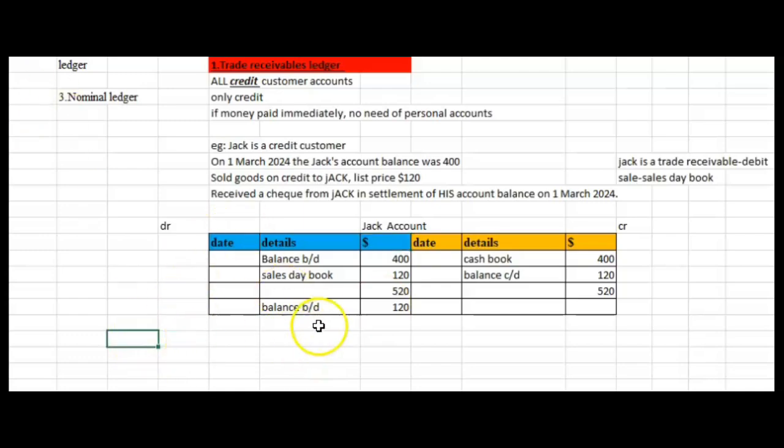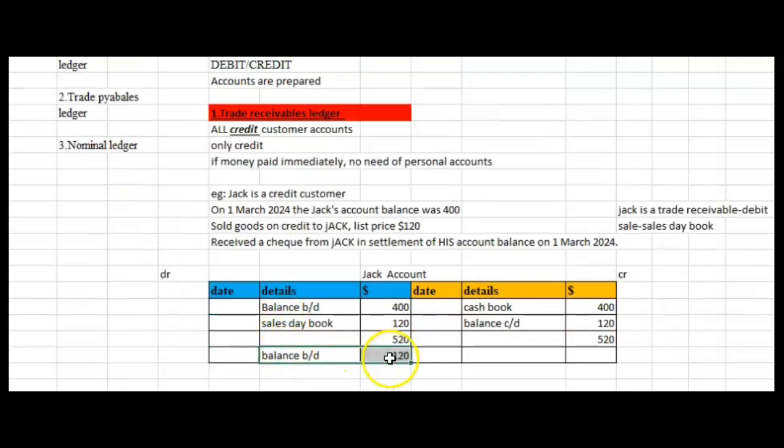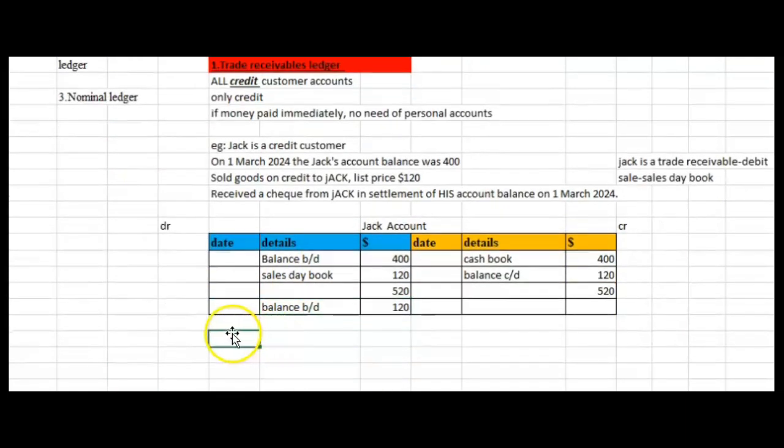The difference is $120, and this is called the balance carried down, or balance CD. Finally, we bring this balance down to the next period as balance brought down, or balance BD. This represents the new account balance for Jack. At the end of the period, Jack owes us $120, and this becomes the opening balance for the next period.